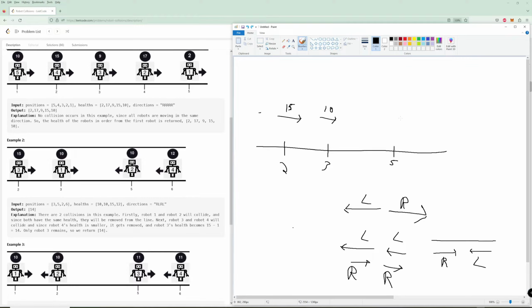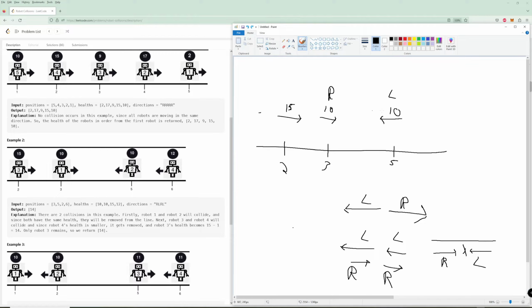So the third robot we're going to add to the stack, and it's going this way. Now this is going right, this is going left. So these will collide, right? This is the example of the collision. So what we're going to say is, if one's going right and one's going left, then let's have them collide, and let's check the health and figure out what we need to put back.